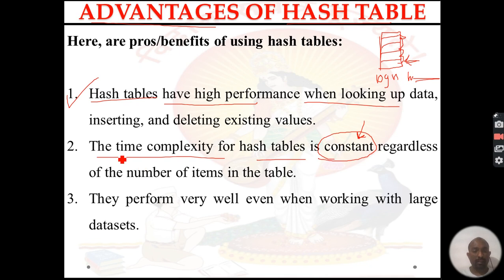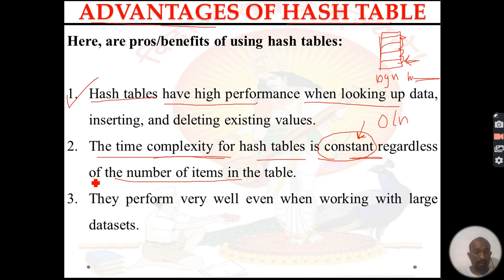So that's why the advantage mentions time complexity of hash table is constant regardless of the number of items in the table. Time complexity depends on the number of elements present in the hash table and the hash function. If you are dividing the element, then it will be log n. If you are using only n number of elements, then time complexity will be O of n.